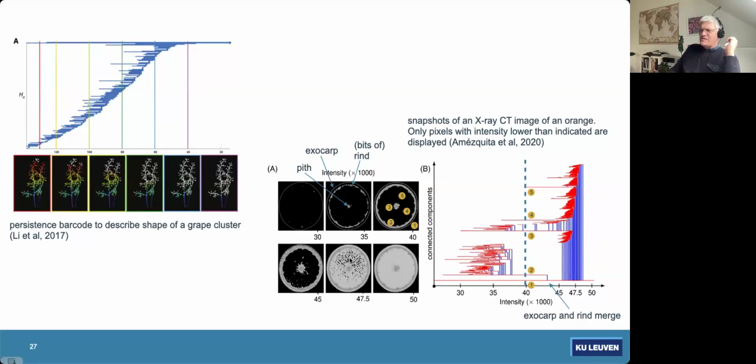Something else, on the right, is looking at an orange, at different intensities of X-rays. In that sense, at different intensities, you can identify different parts of the orange, like the exocarp, where the pith is, the rind, and so on. And you can get a lot of different information based on the persistence diagram. But we mainly use it for the visualization.